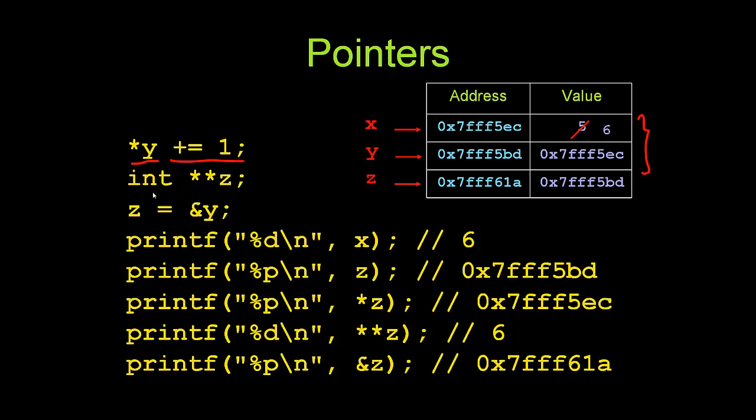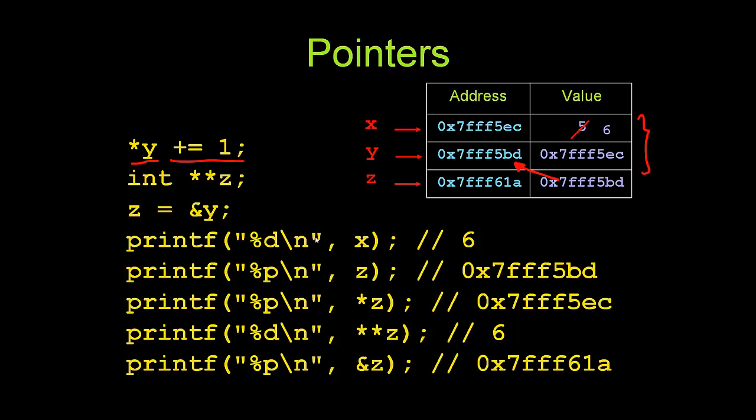Then you do int star star z, and z is equal to ampersand y. So now z is a new variable. It now points to the memory address of y. And z is int star star, which means what? It's a pointer that points to a pointer that points to an int.